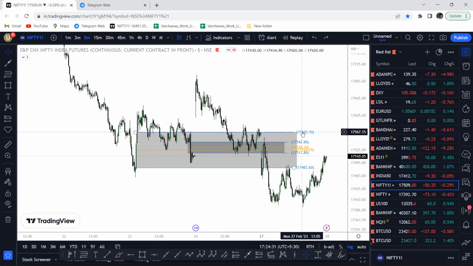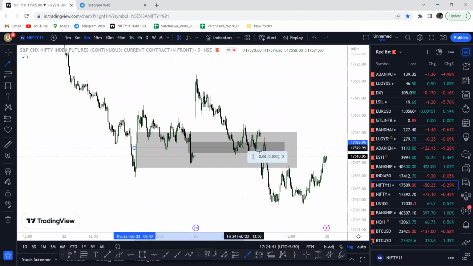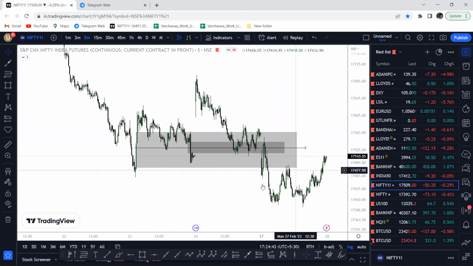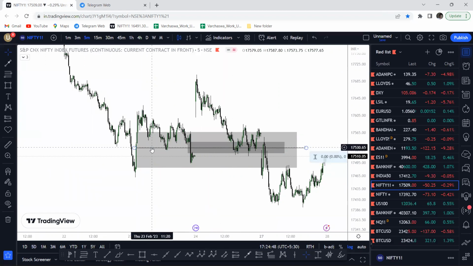One second, I'll remove all of these so that you understand that this is an area, and this level is the 50% of this particular area. This particular level is what we call equilibrium. Now, equilibrium acts as a magnet, and at an equilibrium, you will see a lot of consolidation.